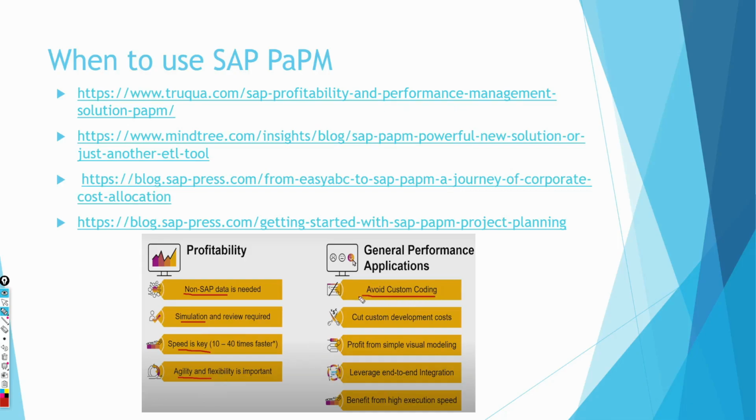So for example, if you need to do an allocation, here I'm taking one example where there is an allocation which happens in S/4 only, where you do the configuration of the allocation, and then let's say PAPM.